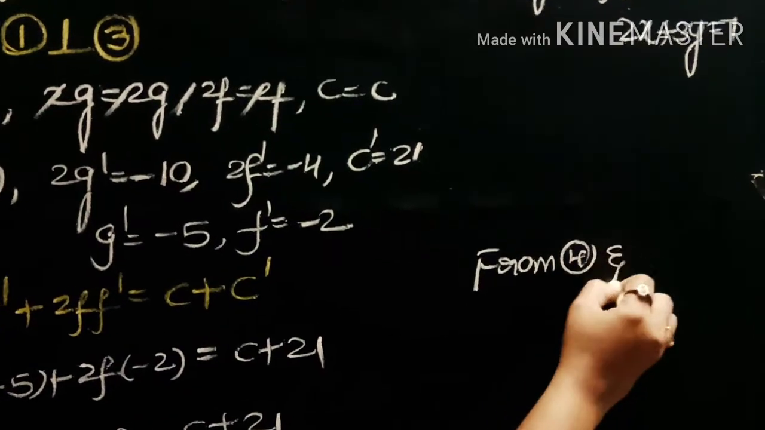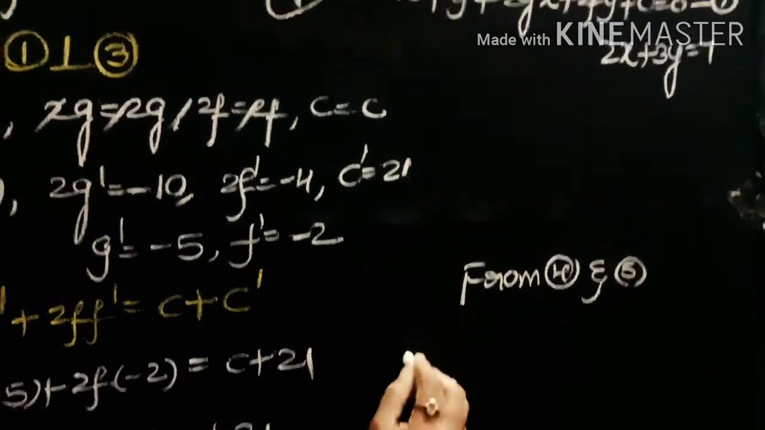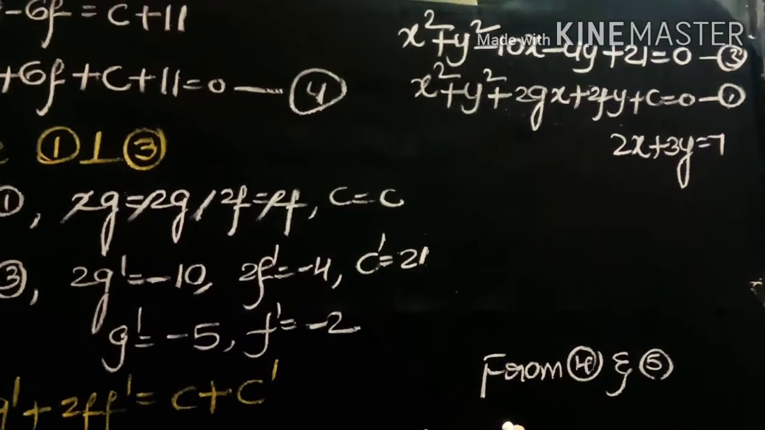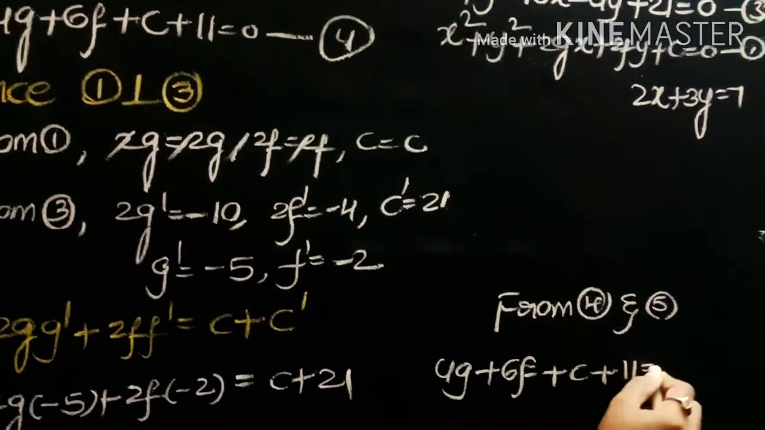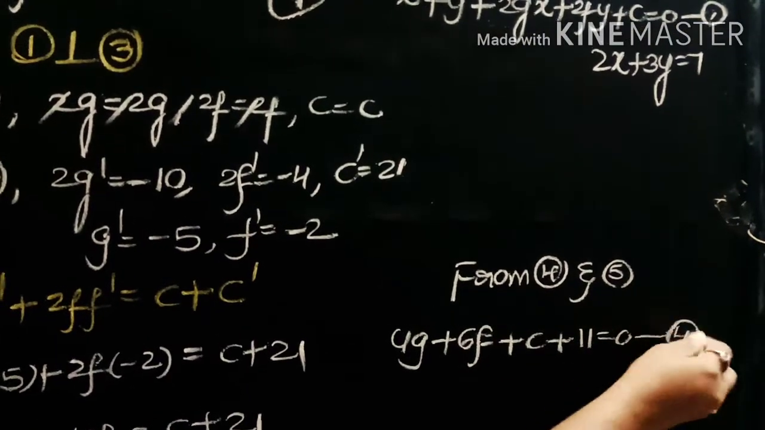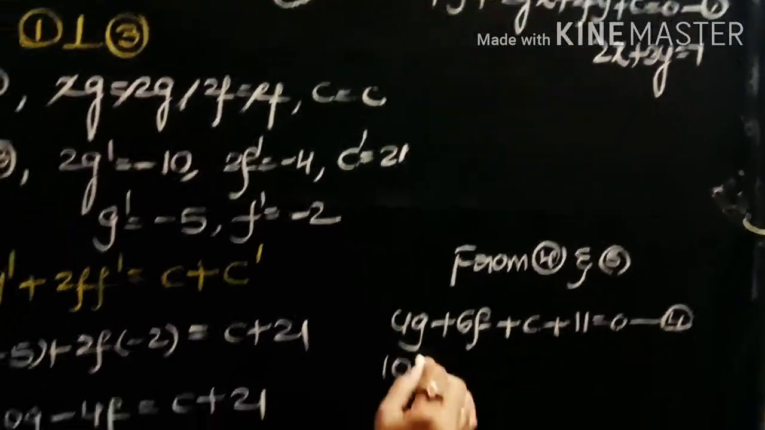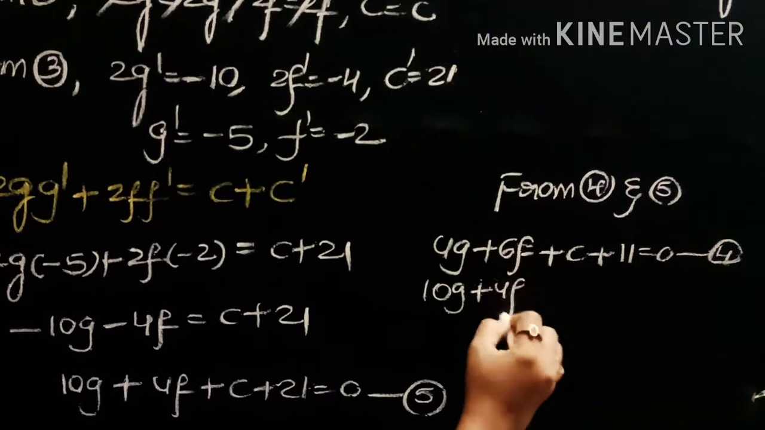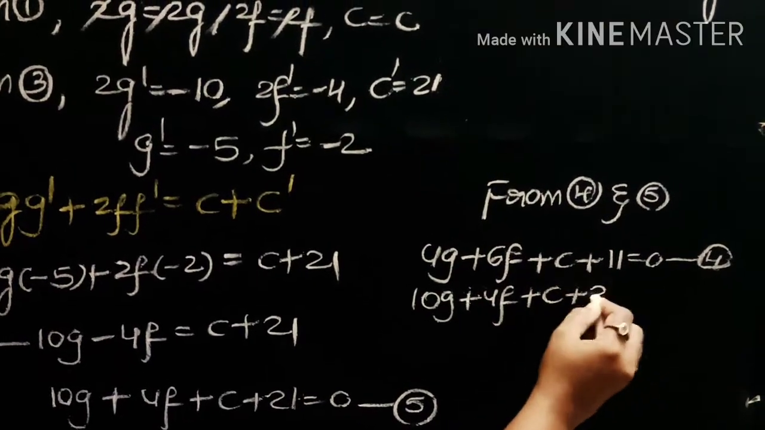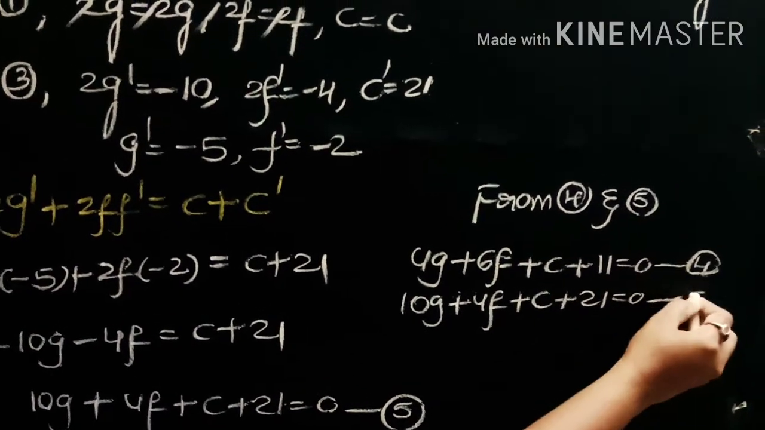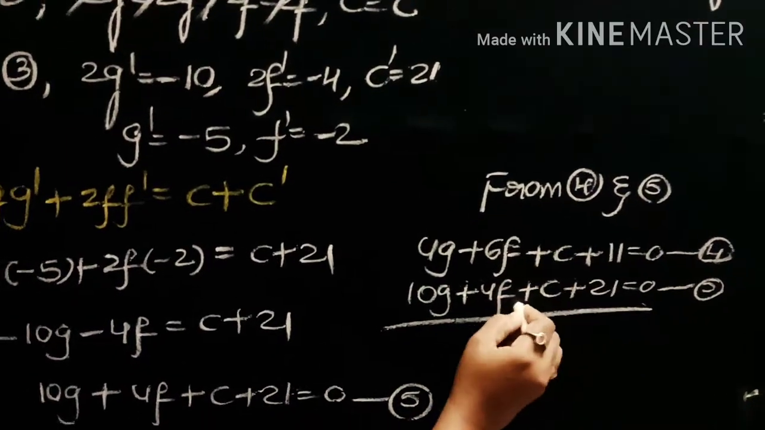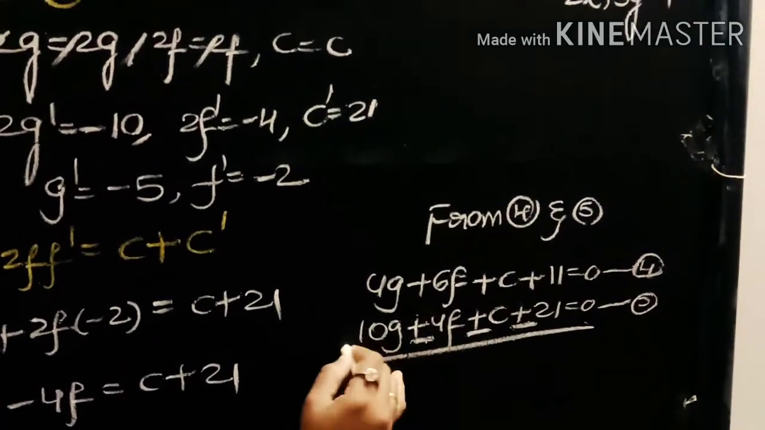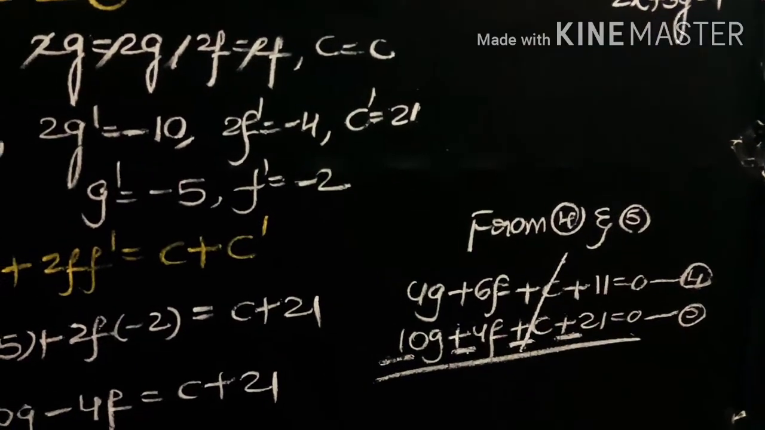Now here we are writing equations 4 and 5. From the fourth equation we have 4g plus 6f plus c plus 11 equals 0, which is the fourth equation, and the fifth equation is 10g plus 4f plus c plus 21 equals 0. Now to cancel the letter c, we are changing the signs of the second equation. Now plus c and minus c get cancelled.